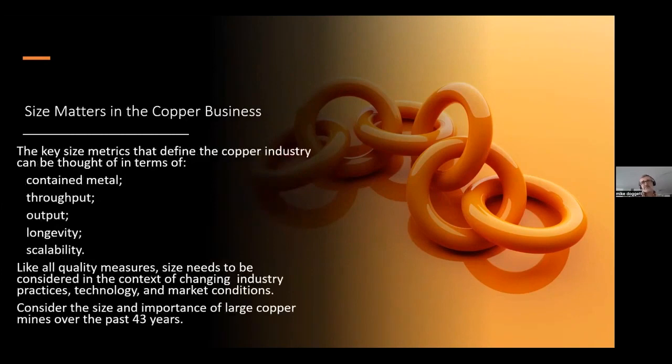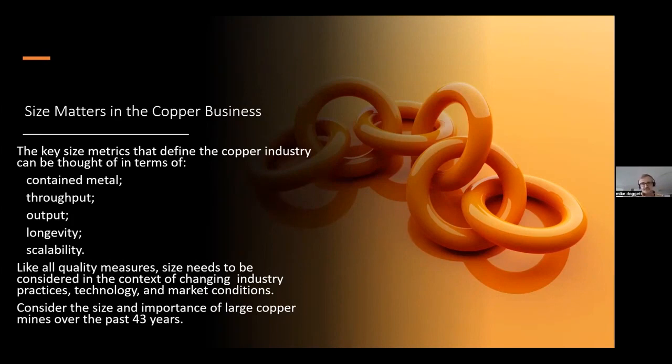The key size metrics or characteristics that really define the business are, first of all, just the amount of metal you have. So it's contained metal. But then when we start looking at the economics of projects, you need to consider throughput, in terms of capacity, the annual capacity that you put ore through your plant, output in terms of the amount of metal, in this case copper, that is produced over the life, or more importantly on an annual basis.